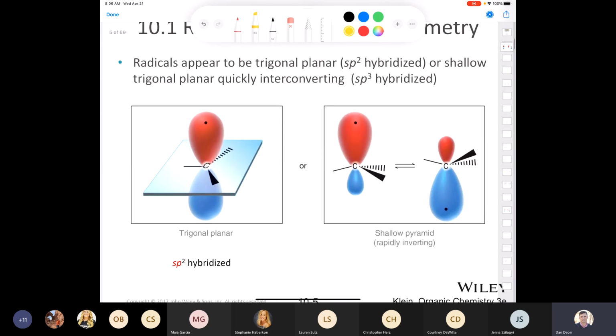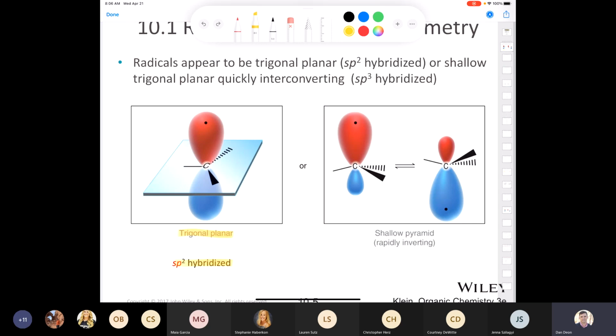Well, radicals actually appear to be trigonal planar, sp2 hybridized, or we can consider them as a shallow trigonal planar that quickly interconverts. So what am I saying here? I'm saying that you can consider the radical as being trigonal planar. You consider it as being flat, right? And we have an sp2 hybridized carbon, okay? Or you can think of it as a shallow pyramid, okay? You see how it's trying to show that it's very shallow and that they're interconverting rapidly.